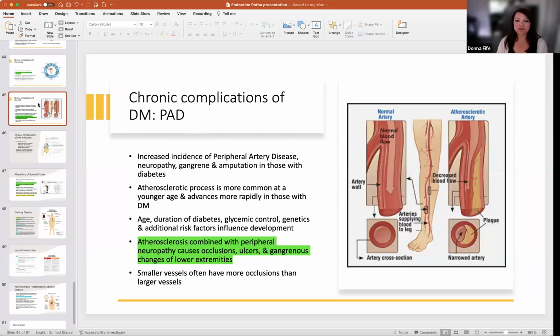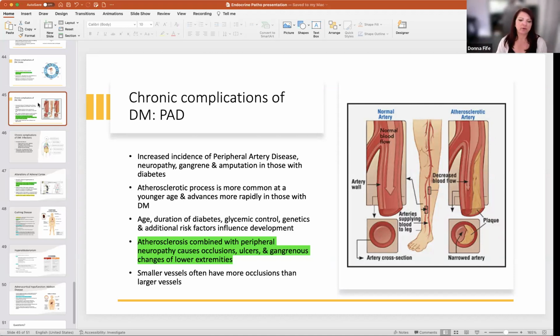Peripheral artery disease: there's an increased incidence of PAD, neuropathy, gangrene, and amputation in those with diabetes. The atherosclerotic process is more common at a younger age and advances more rapidly in those with diabetes. Age, duration of diabetes, glycemic control, genetic and additional risk factors influence the development of PAD.